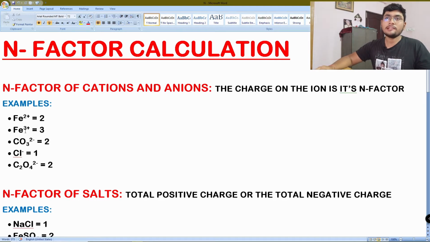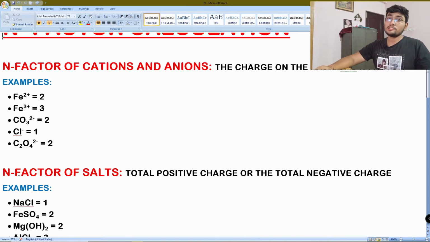Now in the ferric ion, the charge is 3+, so the n factor is 3. In the carbonate ion the charge is 2-, so the n factor will be 2. In Cl- or chloride ion, the charge is -1, so the n factor is 1. In the last example, it is an oxalate ion, so the charge on it is 2-, so the n factor will be 2. I hope this is clear to you.